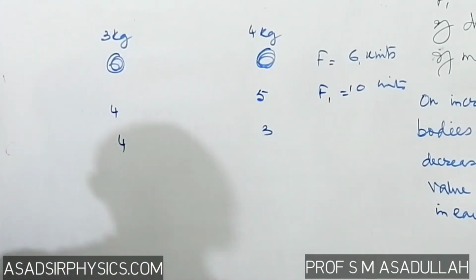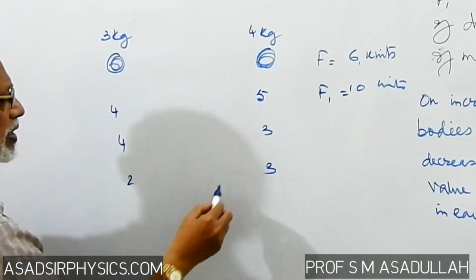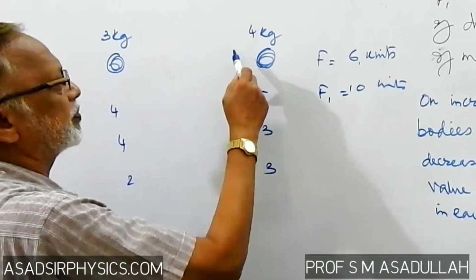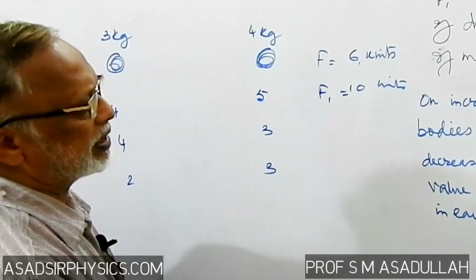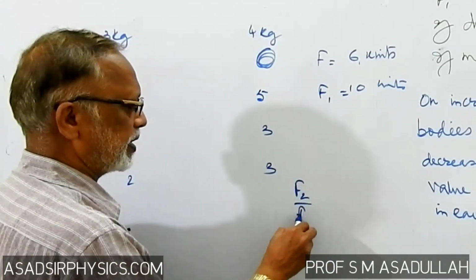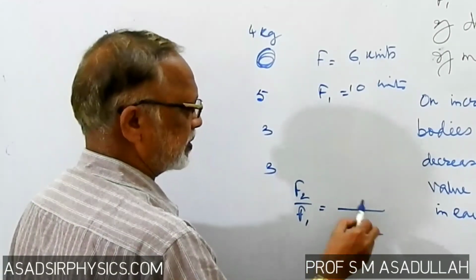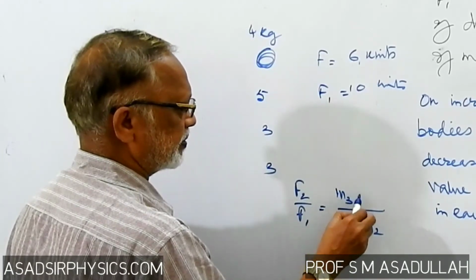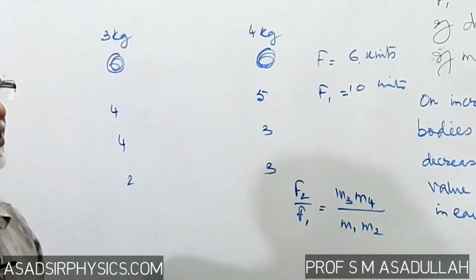Now it may be asked, what will be the new answer if 1 kg is removed from each body? So this will become 2 kg, this will become 3 kg, 2 3s are 6. Here for 12 we have written 6 units. So here for 6, what will be the answer? 3 units. Whenever you get any doubt, use the formula F2 by F1 is equal to the initial masses and here the final masses. This is the formula. Or otherwise you can solve directly.